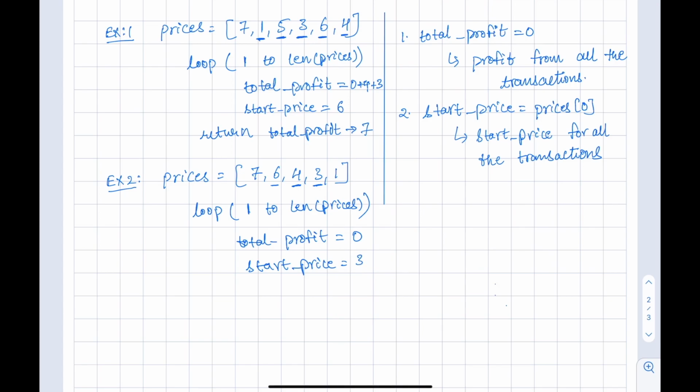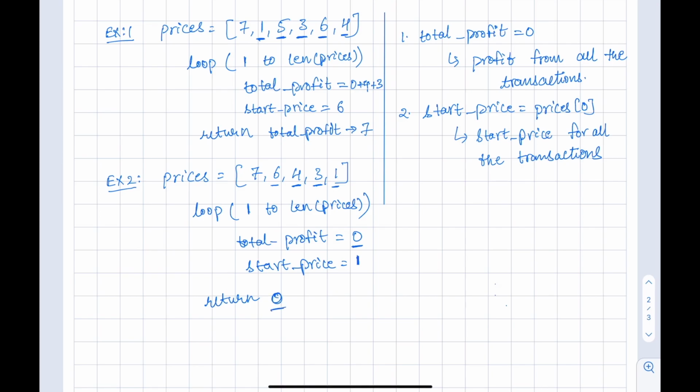And the price on the last day, that is the day 5, is 1. And your start price is 3. You are not going to make any profit from this transaction. So what are you going to do? You are going to update the start price to 1 again. So if you look at it, you are not making any profit from any of the transactions. So what are you going to return? You are going to return 0 in this case.